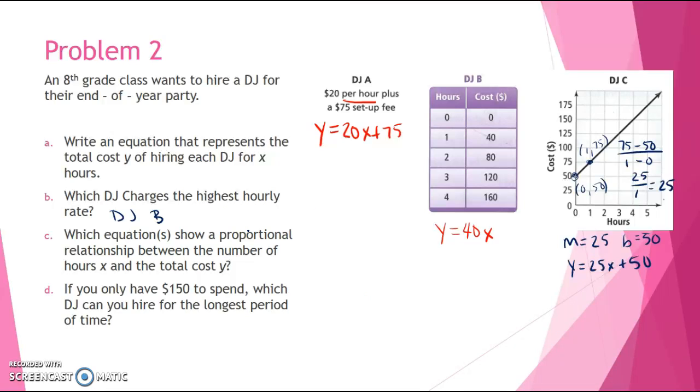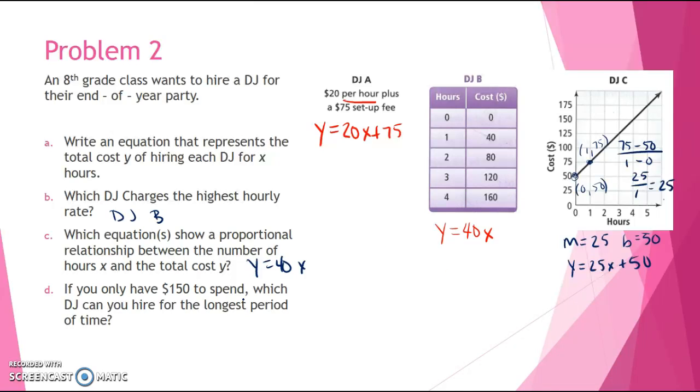Which equation shows a proportional relationship between the number of hours and the total cost? Well, remember that to be proportional, we have to start at 0, 0. And so the only one that starts at 0, 0 is DJB at y equals 40x. That is our only proportional relationship in here, because DJA starts at 75 and DJC starts at 25. So both of those are using our slope-intercept form and not just our proportional relationship.